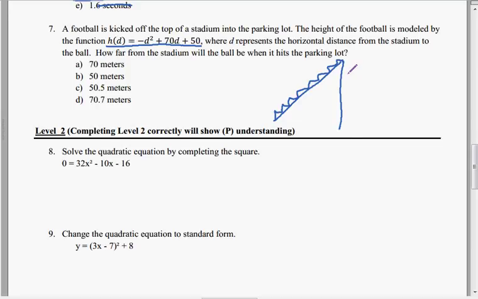Stadium, kick the football into the parking lot. Football goes up, comes back down, hits the ground. That's what's happening. How far will the ball be when it hits the parking lot? Pause the video, take a quick minute to see if you can figure out your answer. When you come back, you can check your answer with mine.